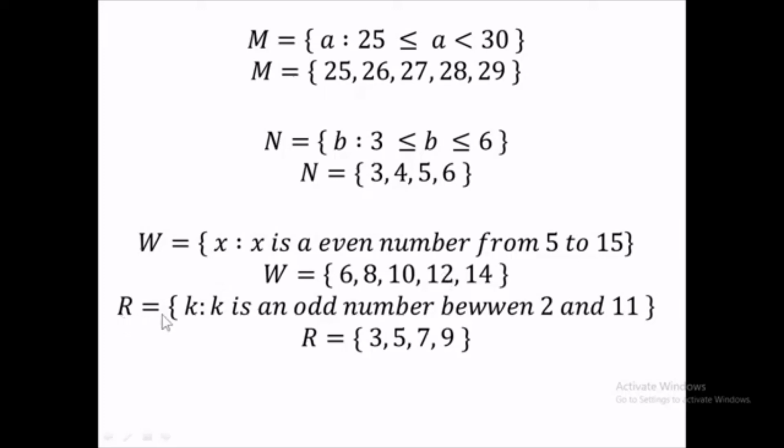Then we also have set R having K elements such that K is an odd number between 2 and 11. What are odd numbers? Numbers that are not divisible by 2, between 2 and 11. The first number will be 3, 5, 7, and 9. So those are the ways in which you can give range sets by coding the elements of that particular set, and we will need to decode it before we can see the elements of that particular set.